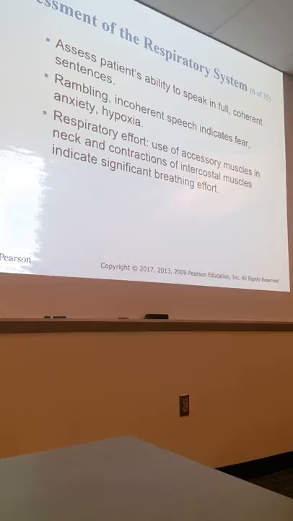Okay, the ability to speak is very valuable. If they can speak in full sentences, you've got some time. If it's one word in between each breath, things are getting pretty critical. Okay, and you've probably all heard that you don't want to give oxygen, or too much oxygen, to someone with chronic lung disease.